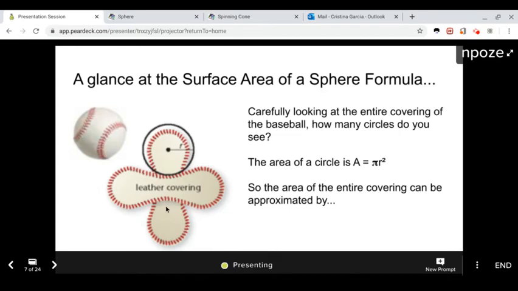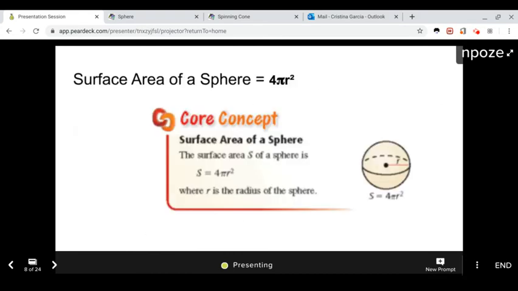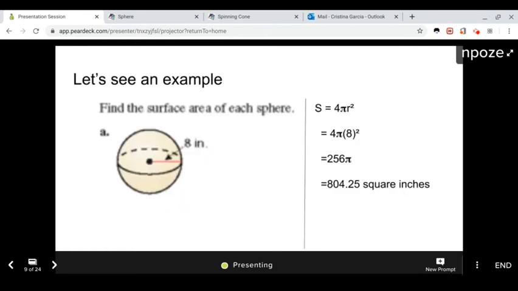So technically we would have about 4 circles. So the area of the entire covering can be approximated by this. We have the surface area of a sphere equals 4 pi r squared, and that is just the general equation that we use, where r is, of course, the radius of the sphere.